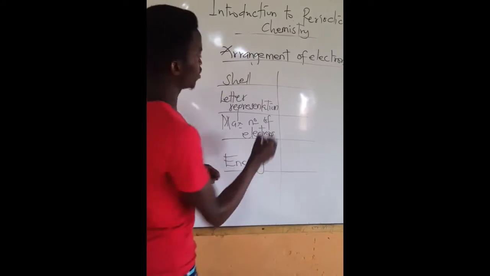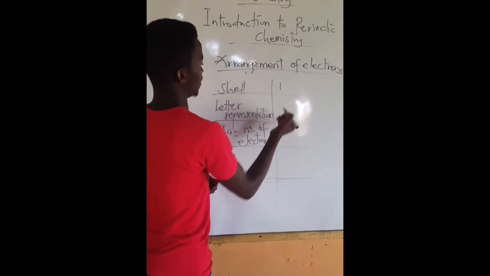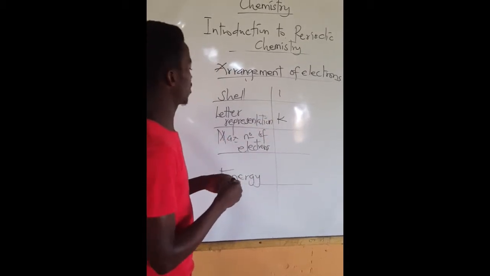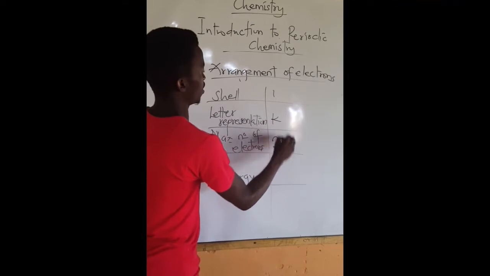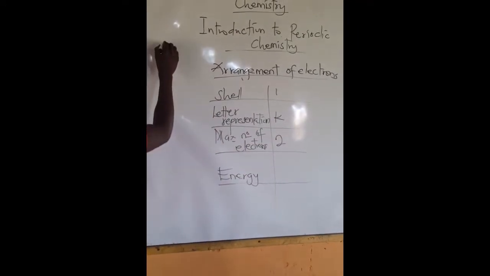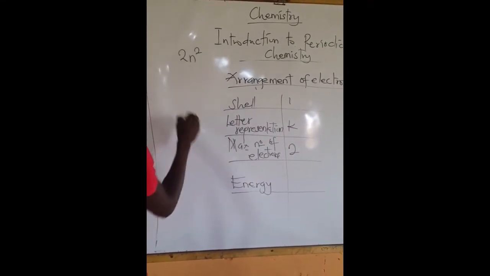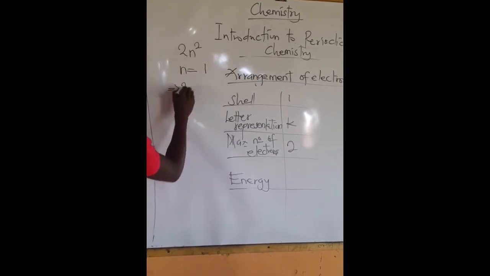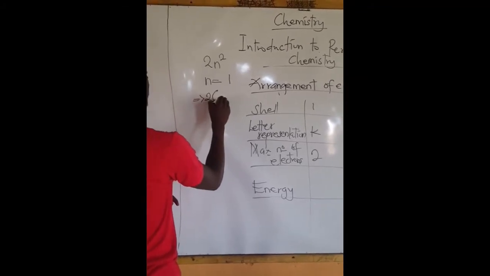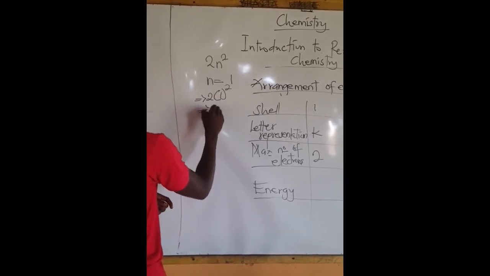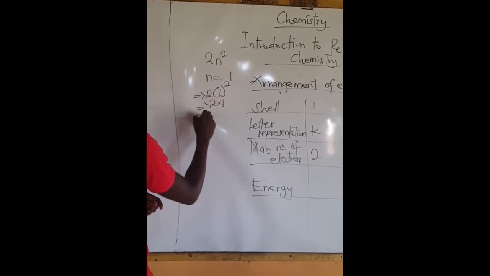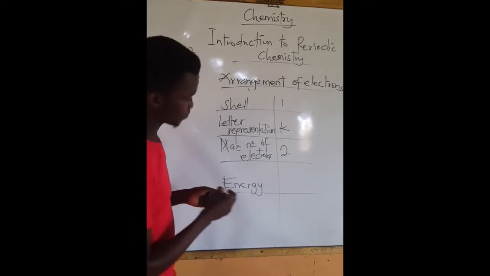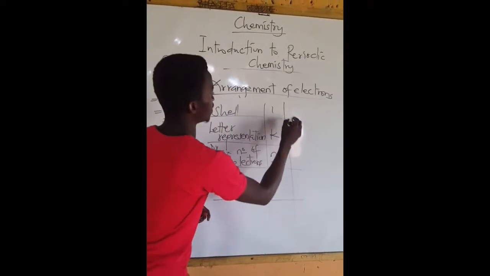Okay, so our first shell is going to be what? Shell 1. Then the letter representation is going to be K. Then the maximum number of electrons it can occupy is 2. This is because using the formula 2n exponent 2, our n is going to be 1. So we are going to get 2 multiplying 1 squared. And 1 squared is 1, multiplying 2. So you get our maximum number to be 2.